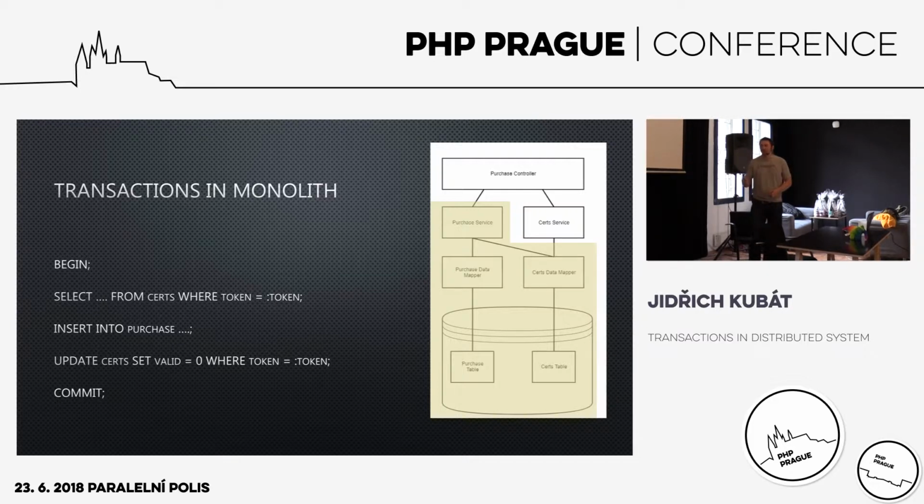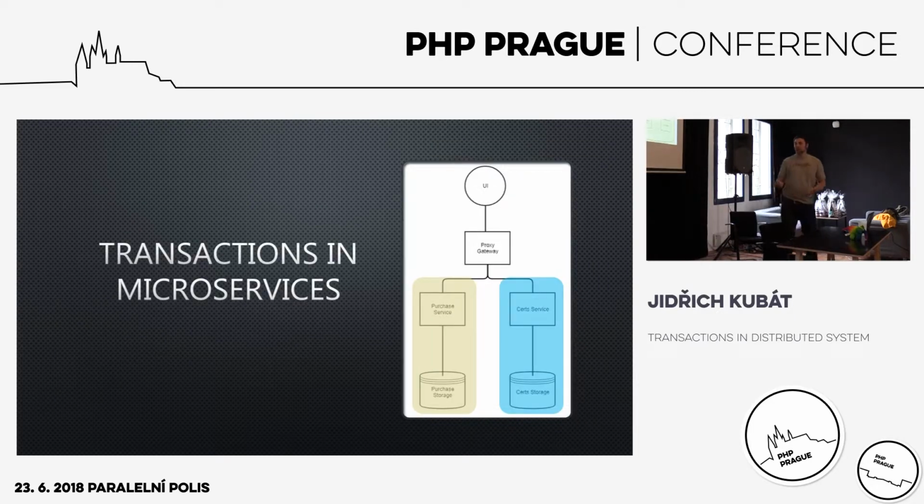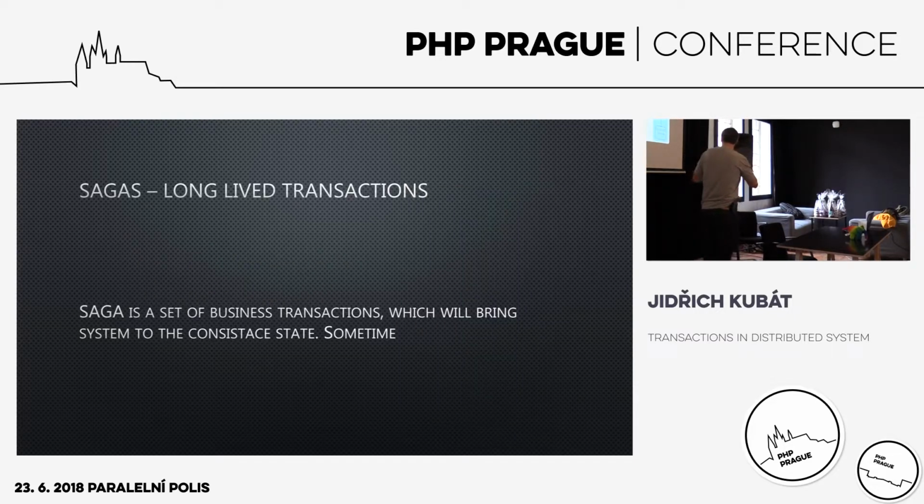How to do that? In a monolith system, it's pretty easy. We can have some layers, and the transaction is done by SQL, and it's very, very easy. But how to do that in microservices when our storage is spread out among several microservices? It could be tough.